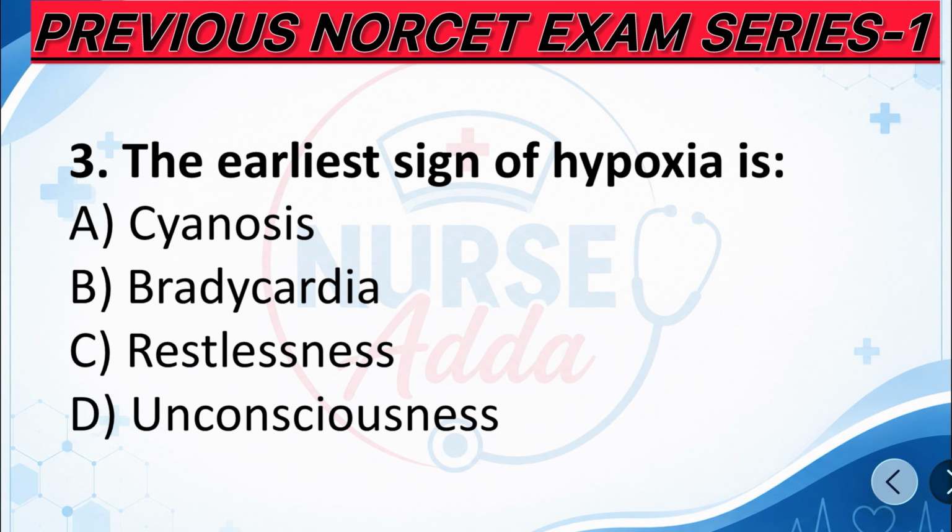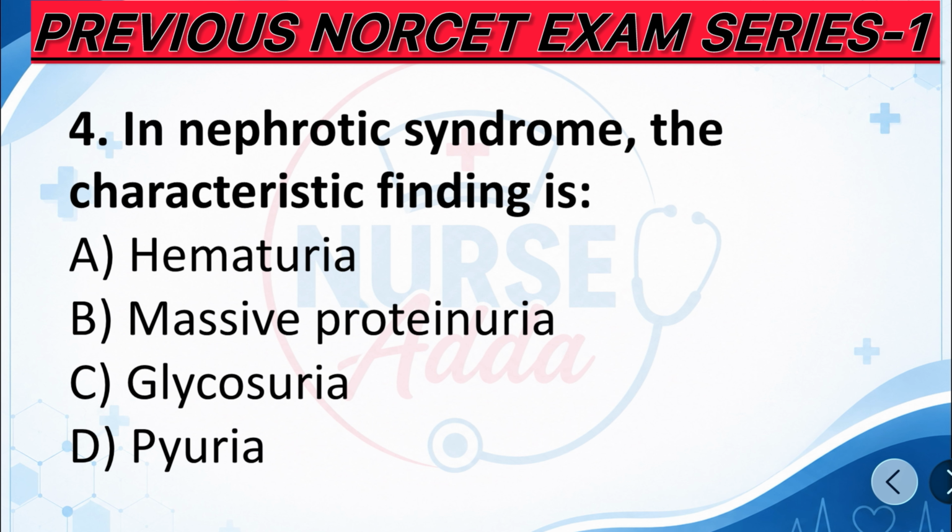Next question. The earliest sign of hypoxia is cyanosis, bradycardia, restlessness, unconsciousness. The right answer is option C, restlessness. Next one. In nephrotic syndrome, the characteristic finding is hematuria, massive proteinuria, glycosuria, or pyuria. The right answer is option B, massive proteinuria.